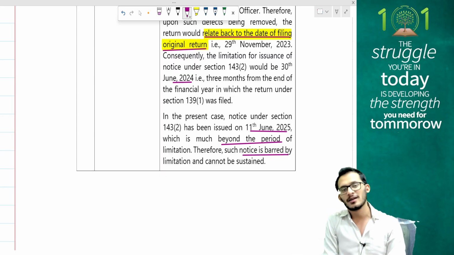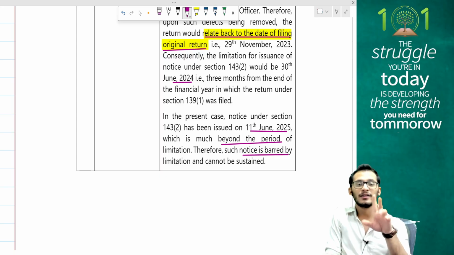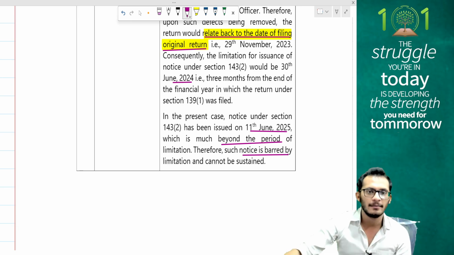So here is the Supreme Court coming and clarifying that it is never 3 months from the end of the return filing of the defective notice. It is 3 months from the end of the return filing for the original case. If you have done that properly, then you have the timelines accordingly.